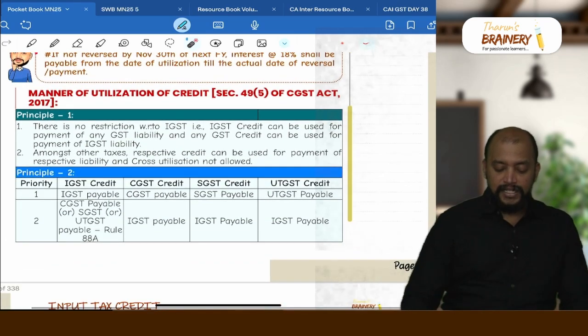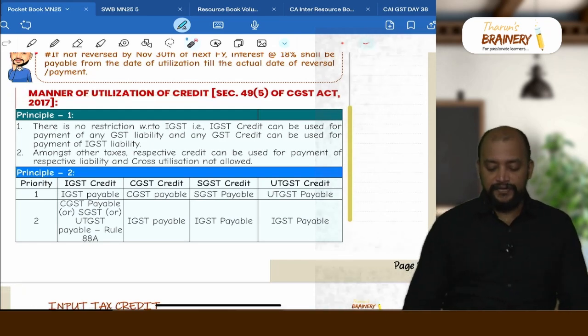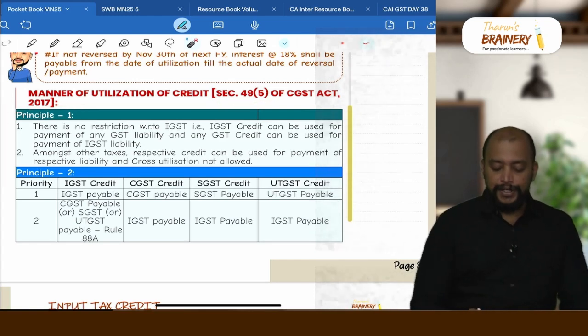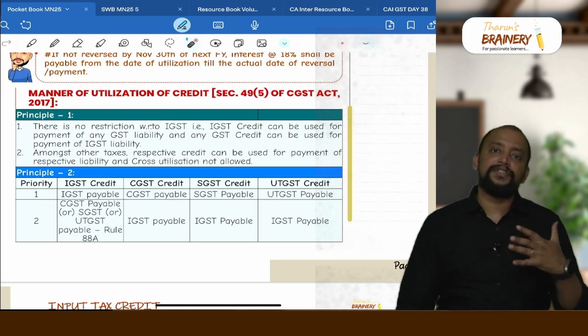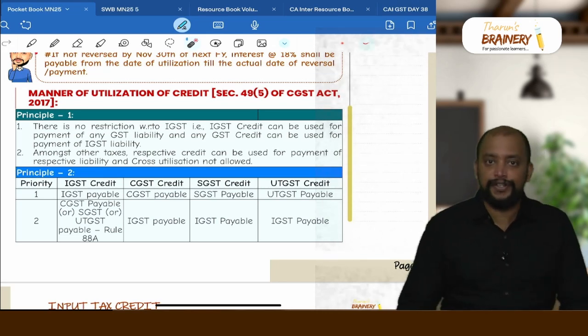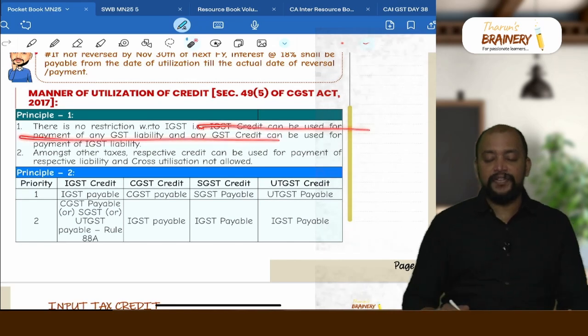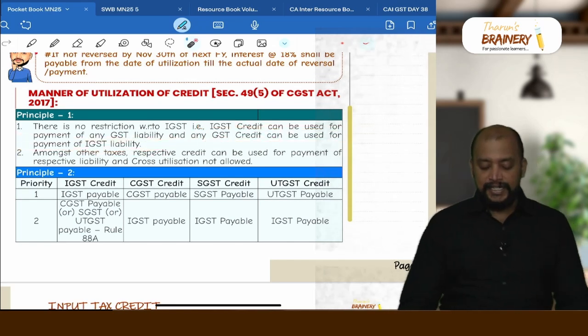Then next we have manner of utilization of credit. Manner of utilization of credit is given in section 49 subsection 5 of the CGST Act. So principle number 1: there is no restriction with respect to IGST. This is the principle that we need to learn with respect to IGST. What does it mean? IGST credit can be utilized for payment of any GST liability, and any GST credit can be utilized for payment of IGST liability.